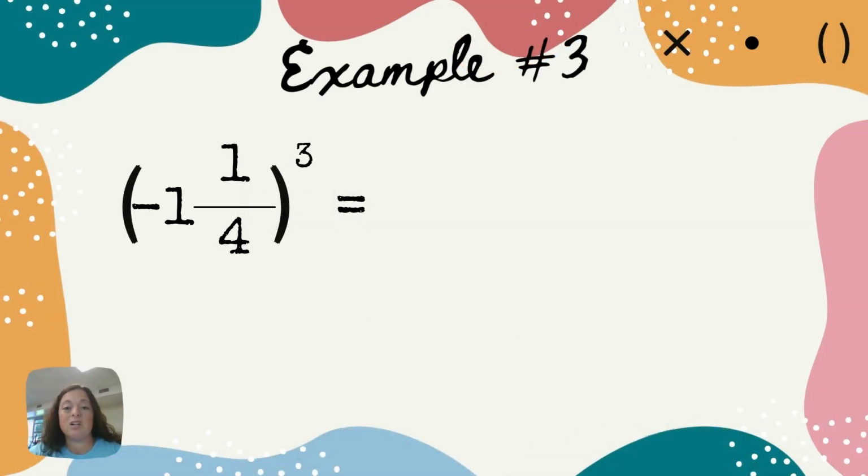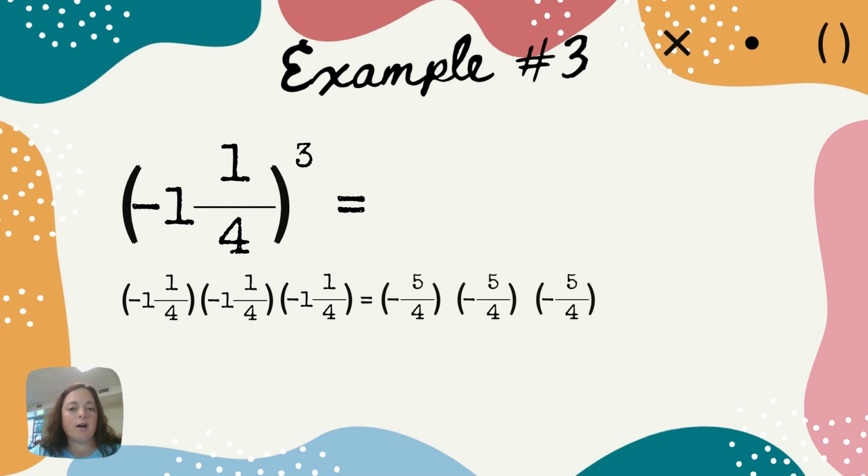Example number 3. We're going to look at one with exponents now. Negative 1 1/4 to the third power. The third power means we multiply it by itself 3 times. So we will have negative 1 1/4 times negative 1 1/4 times negative 1 1/4. But we need to be able to multiply straight across, so we need to make those mixed fractions into improper fractions. 1 times 4 is 4, plus 1 is 5. So 1 1/4 is equal to 5/4. Let's rewrite it as 5/4. Now we can multiply straight across.